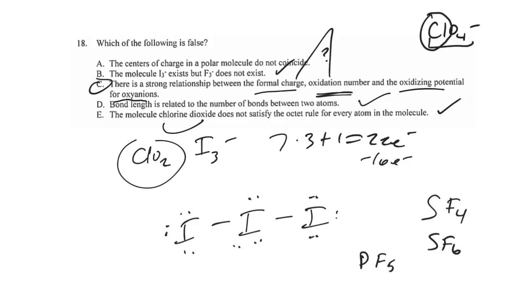The centers, so going back to A, the centers of charge in a polar molecule do not coincide. I just don't even know what that's supposed to mean. I still don't know what that means, but it just doesn't make much sense to me, so we'll go with that as the right answer.